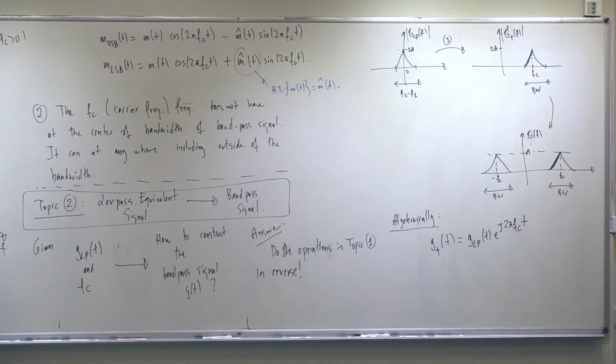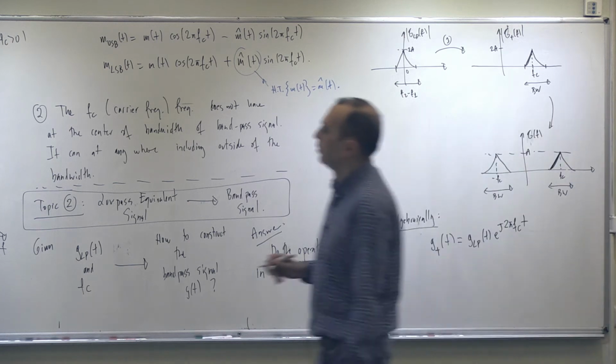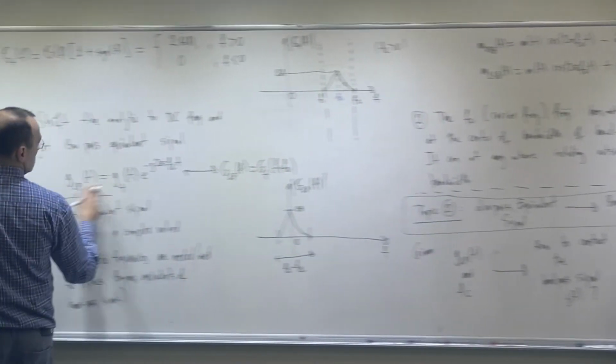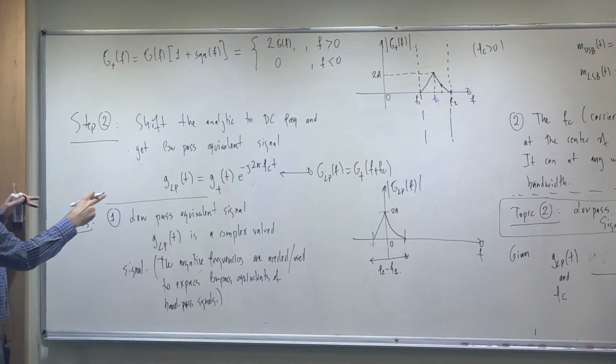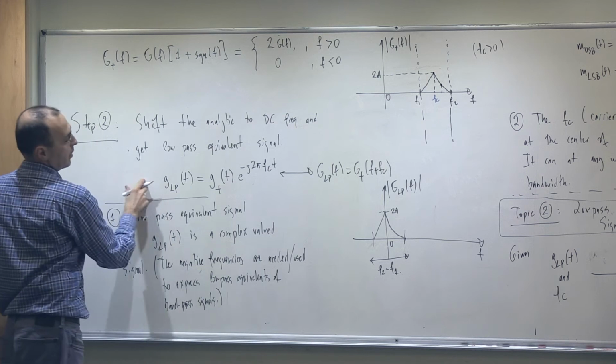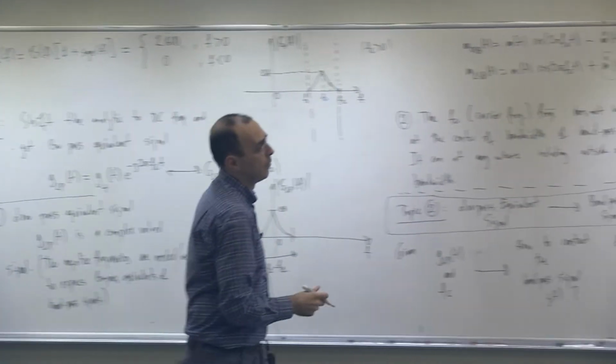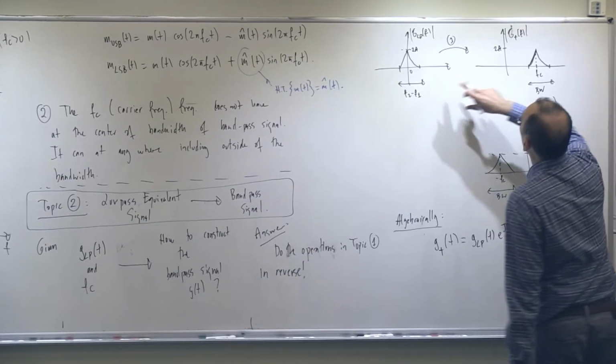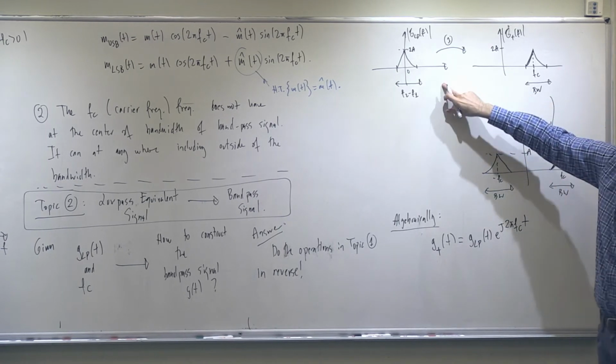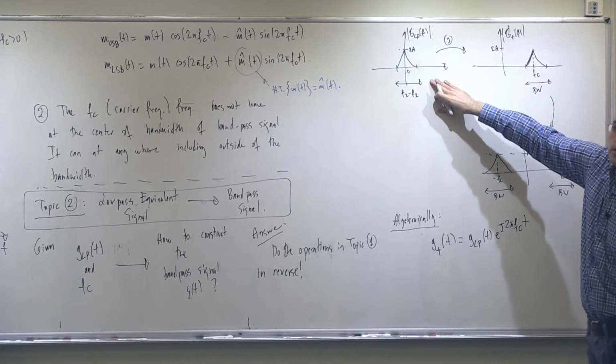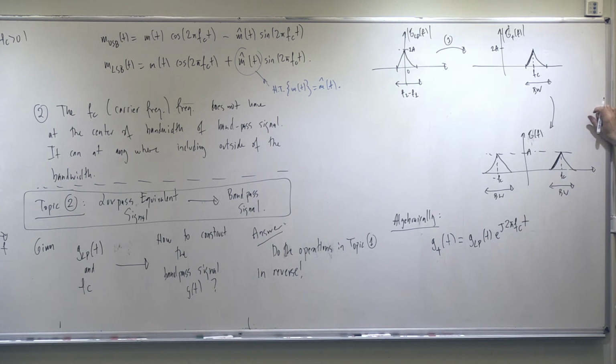Am I right? Shifted to the right, because, I mean, move this to this side. If you move this to the other side, this is equal to this. But I think it's better to remember from here, this picture. So I have the low pass equivalent signal, moved to the carrier frequency. This becomes the analytic signal after frequency modulation.